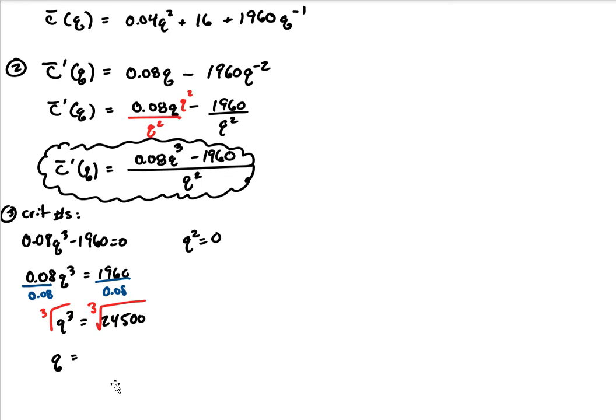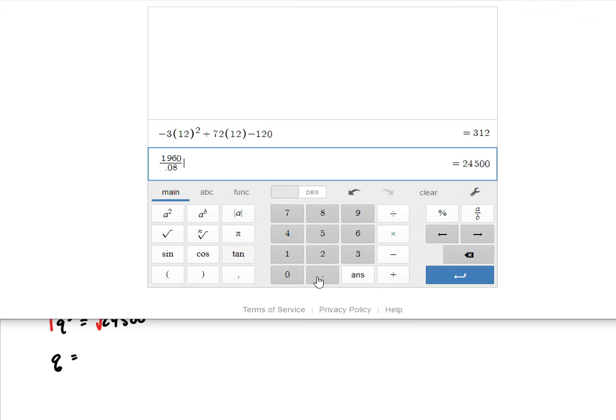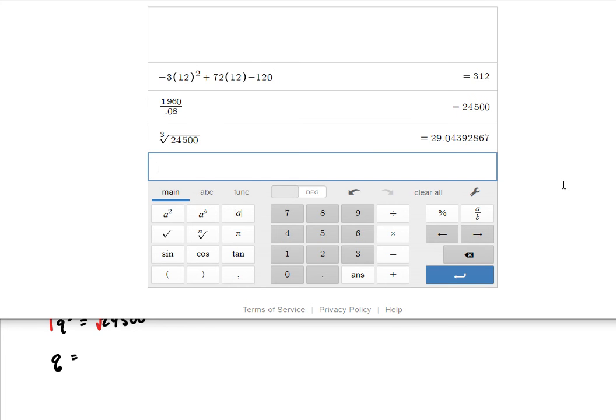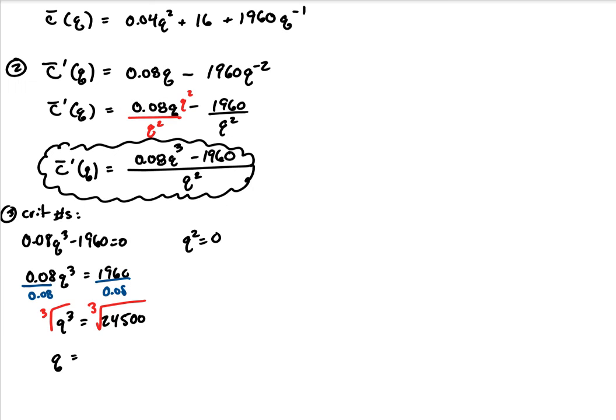And we have our q is equal to, okay, so for that I need a calculator as well. So the cube root, you could type it in with this. Let me hit enter to get a new screen. So this, and then 3, and then 24500. All right, and we get this value 29.04. So we have 29.04 widgets is our critical number. Okay, so let's box that up.